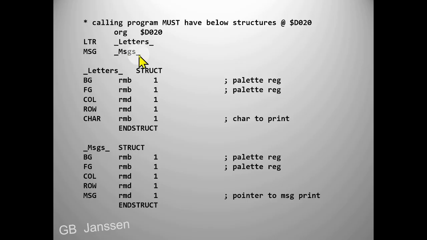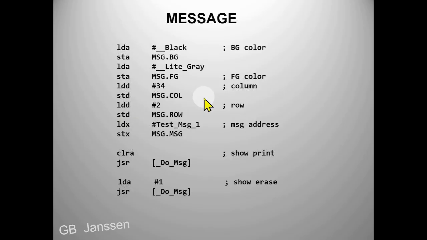We also have another structure right behind it, MSG for message. That's underscore message underscore, and that's this structure down here. Very similar: background color, foreground color, column, row, and the pointer to the message you want to put on the screen. We're going to look a lot more at this coming up. Right now, if you want to put a message on the screen, you load the color you want to use as a background color for that particular message. We'll get into where these are equated later on. I'll show you later.